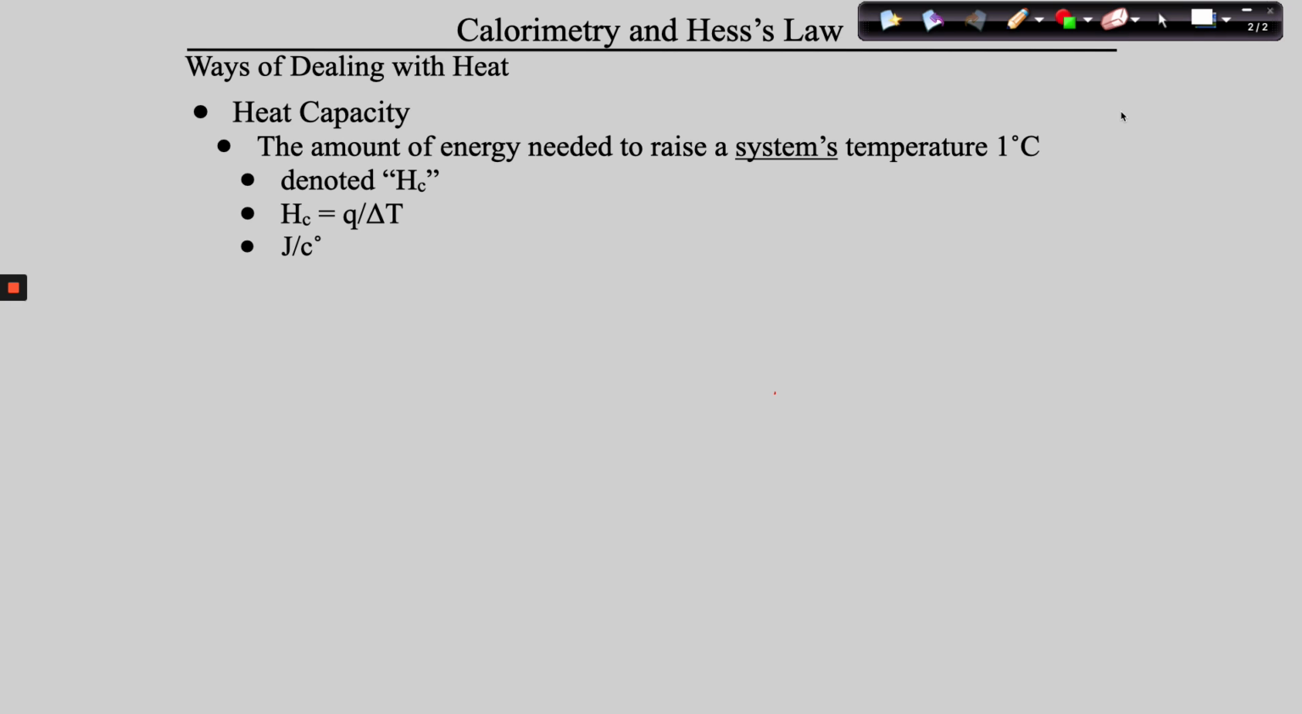Guys, the units are joules per Celsius degree. Now, guys, this is not specific heat. And the really bad part is sometimes they call it specific heat capacity. Let's don't.